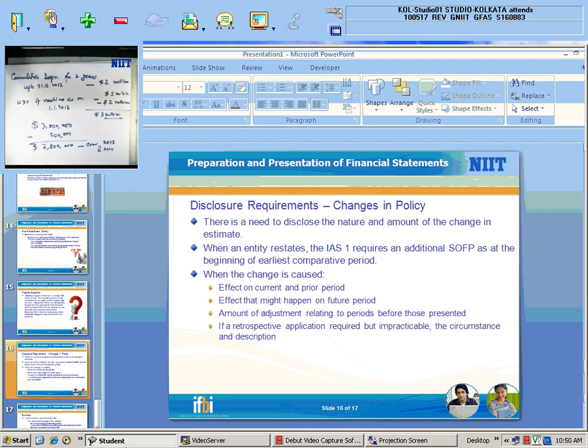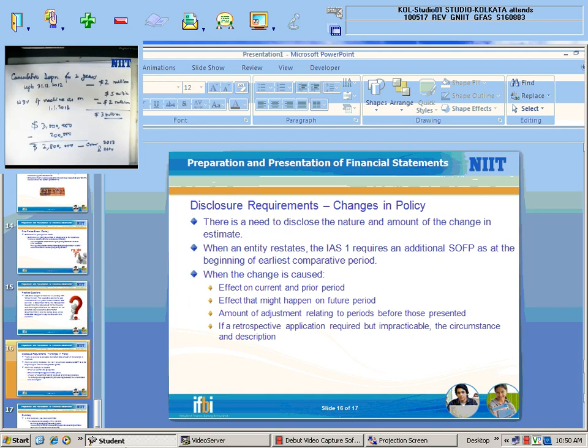Now we have talked about changes in accounting policy, changes in accounting estimate, and detection of prior period errors, and how they are to be treated. Accounting policy changes will be applied retrospectively. Accounting estimate changes will be applied only for the current reporting period and for the future periods if relevant. And for detection of prior period errors, it should be applied again retrospectively.